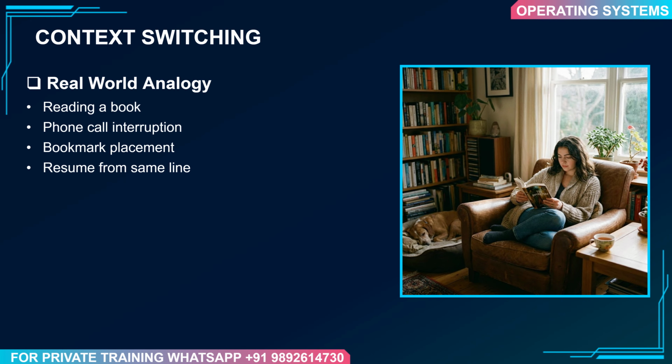Let us use a simple real world analogy. Imagine you are reading a book and suddenly get a phone call. You close the book, but before doing that, you place a bookmark at the exact line you were reading. That bookmark represents the saved context. When the call ends and you return to the book, you do not start from page 1. You open it at the bookmark line and continue smoothly. Context switching works in the same way. The operating system places a bookmark for the current process and then loads the bookmark of another process.